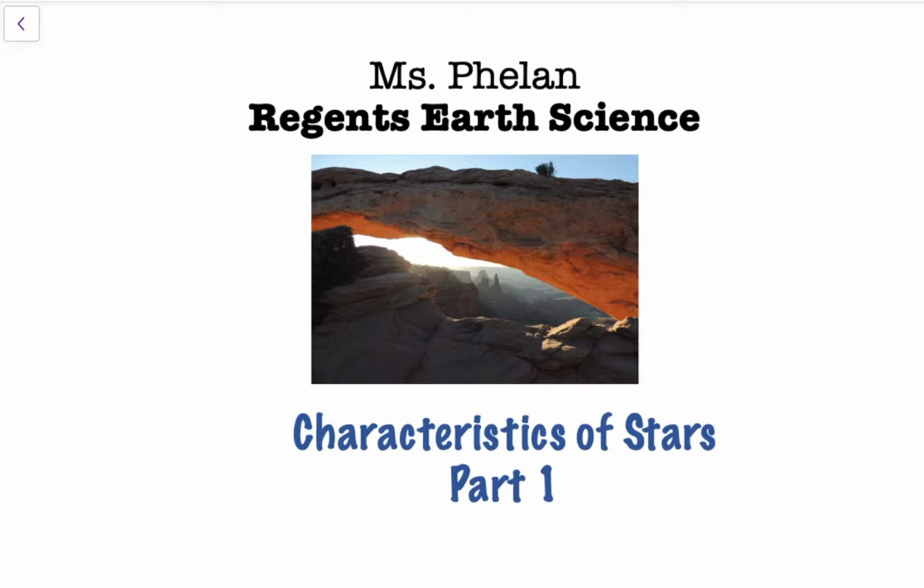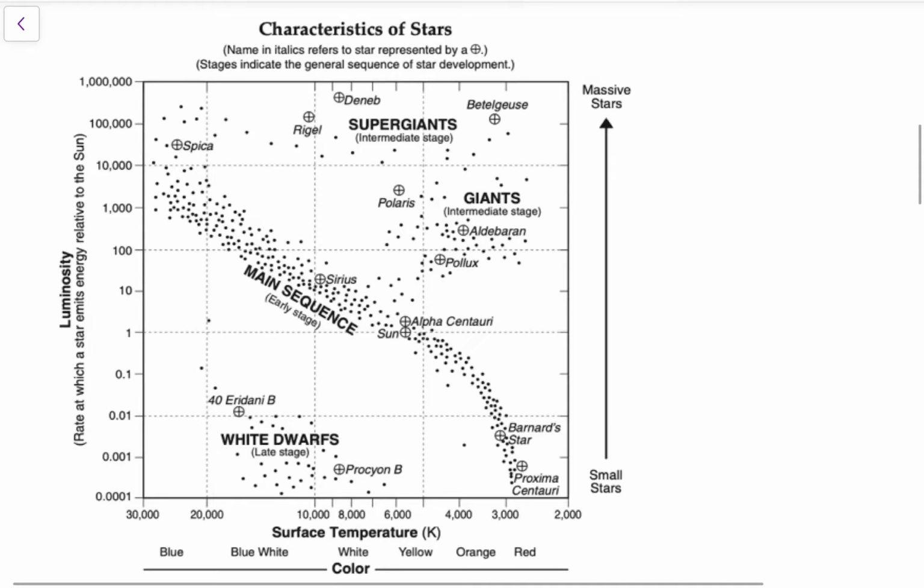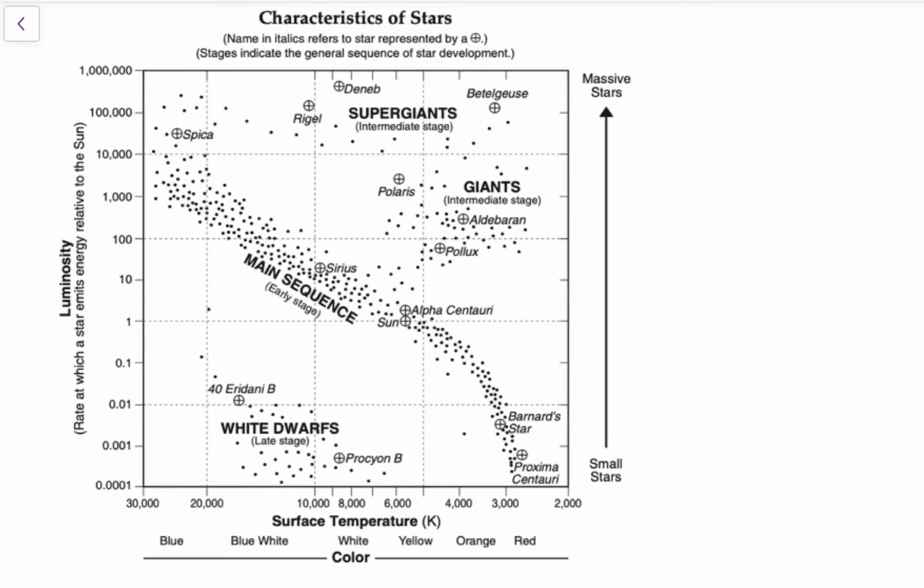Hi everyone, in this video we are going to learn a little bit about the characteristics of stars chart that you can find in your Earth Science reference table. To start, let's just take a look at this chart. This video is only going to review half of the information presented in this chart because it's a lot all at once. So the first thing I want to do is to just look at the title of the chart.